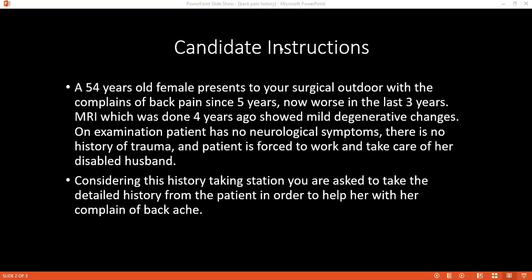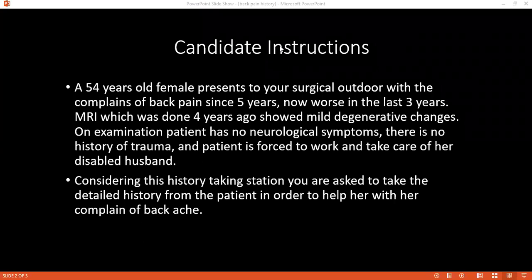So what are your differential diagnoses for this patient? My first differential diagnosis will be functional or mechanical back pain, and also it can be due to intervertebral disc prolapse, and can be due to ankylosing spondylitis, and also can be due to osteoporosis or trauma.